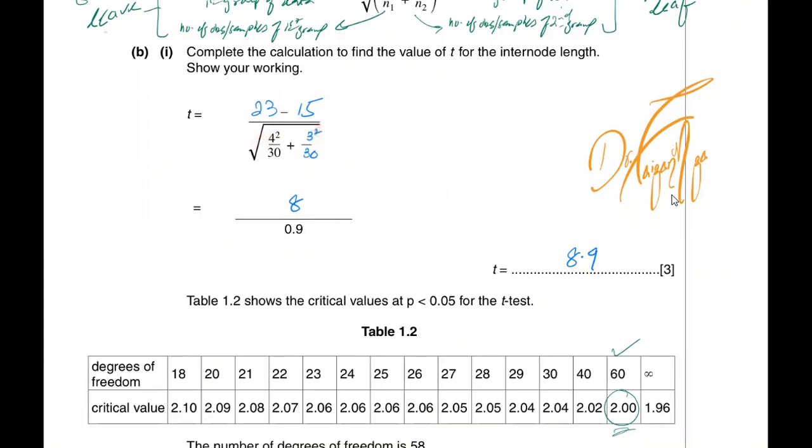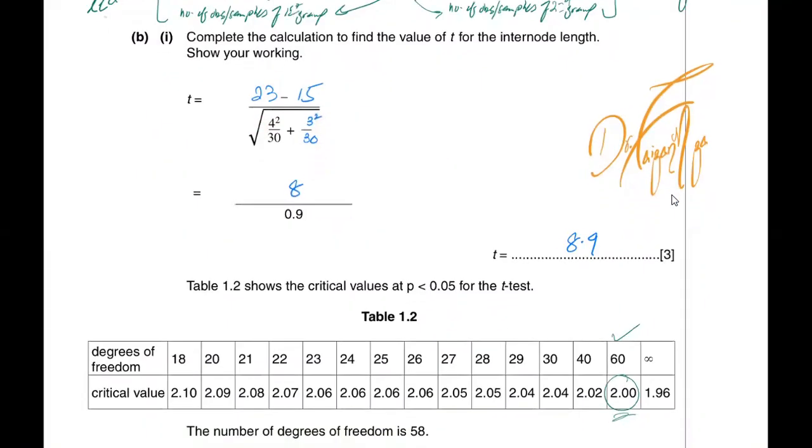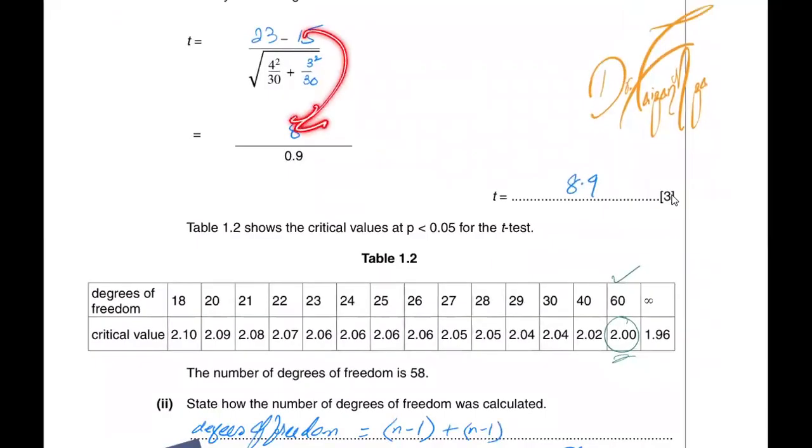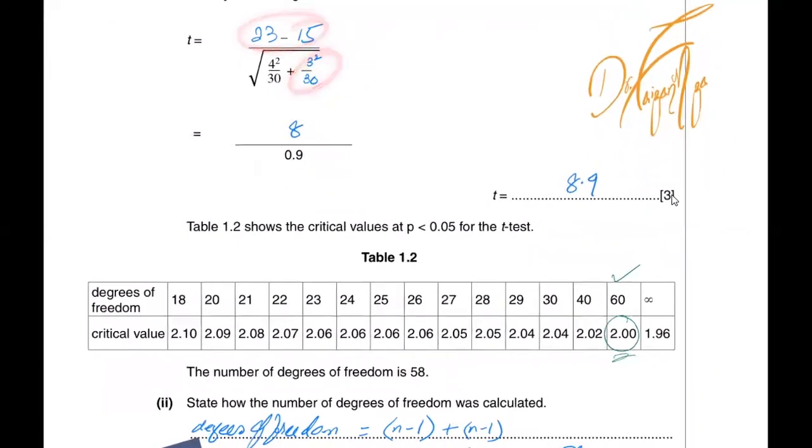Squared, divide by 30, and you just subtract it here. You add 8 here. You just place 8 in the numerator. You don't have to calculate this entire thing. They have not asked you. Only the missing parts of the calculation have to be completed. So 8 divided by 0.9, the answer comes out to be 8.9. So in this case, the value of t is 8.9.